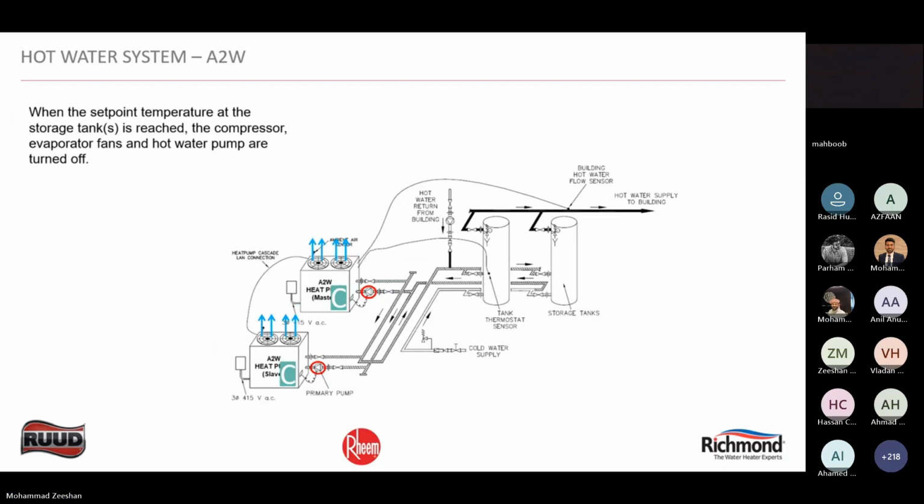And when the set point temperature is reached, you have your heat pumps, evaporators and the circulation pumps in the off condition. And whenever there is a call to heat, again the heat pumps will proceed with the same process.